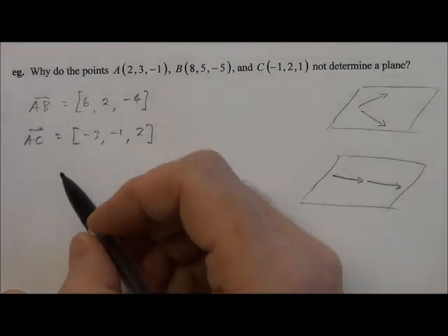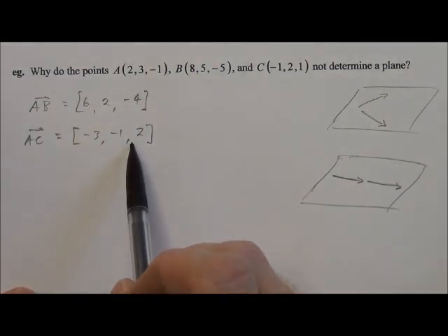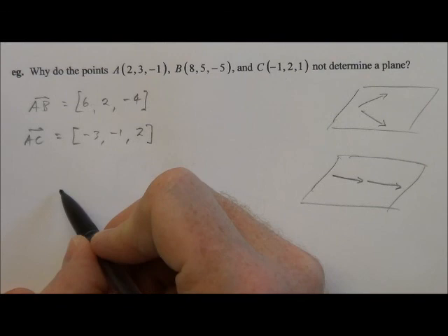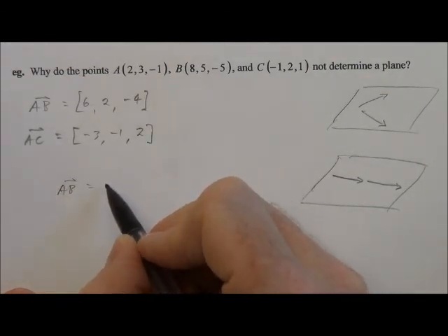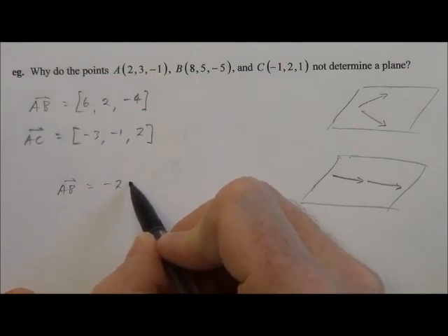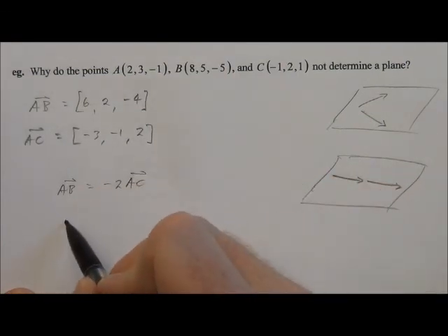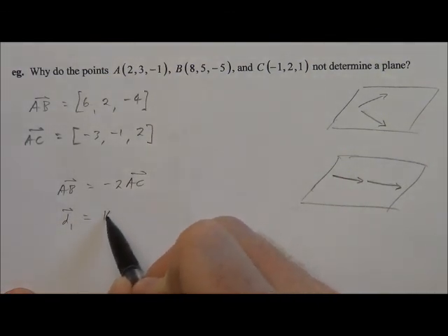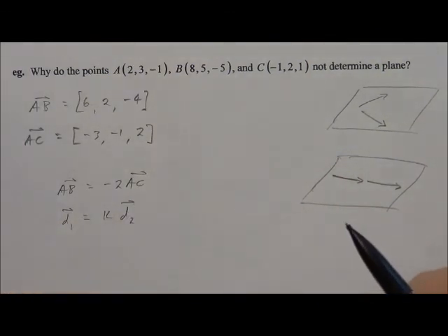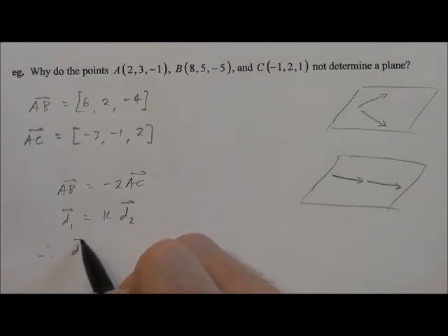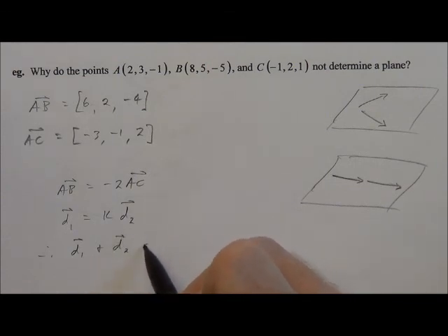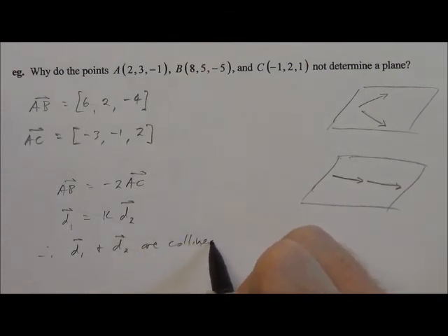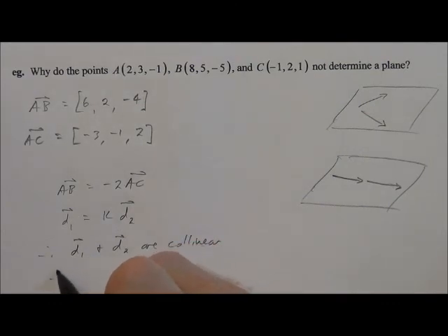Okay, so when I investigate these two, I see that vector AB equals negative 2 times vector AC. And since these are scalar multiples of each other, the direction vectors D1 and D2 are collinear, therefore they are not a basis for the plane.